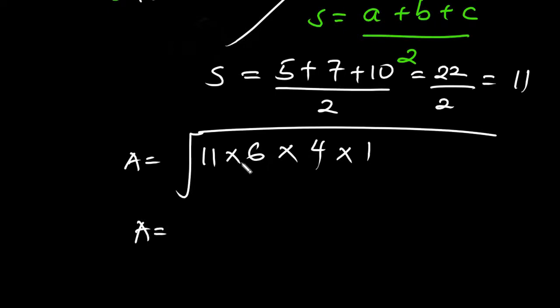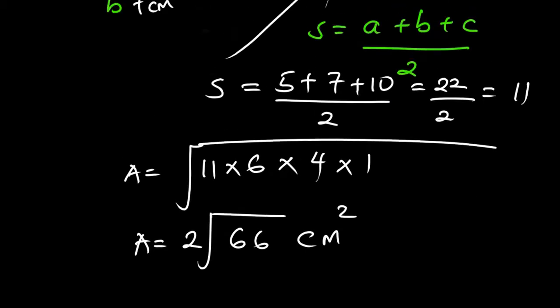So the only perfect squares here are 4 and 1. So we have the square root of 4 is 2. The square root of 1 will remain as 1. And then the square root of 11, it's not a perfect square, the same to 6. So we can write this as the root of 66. So that is the area of the triangle.